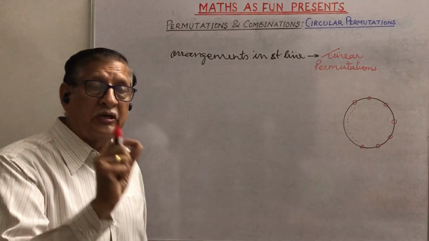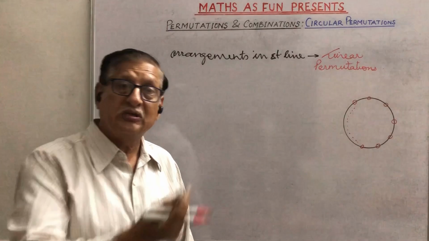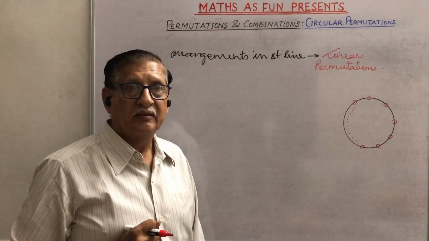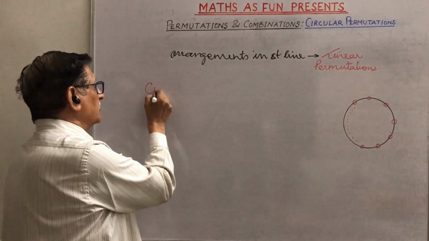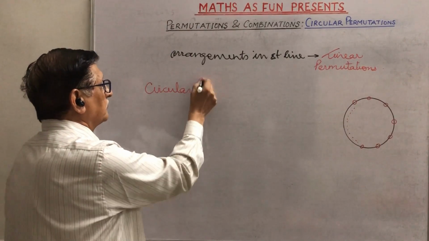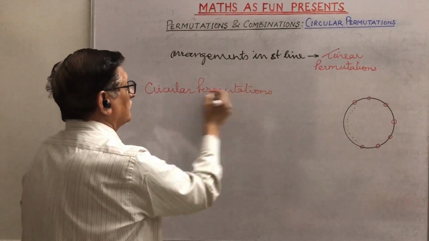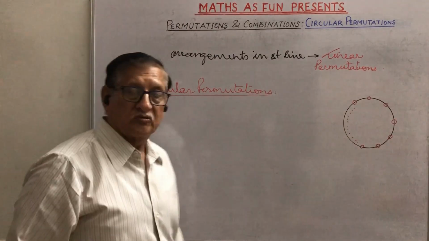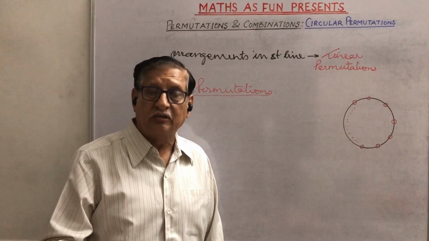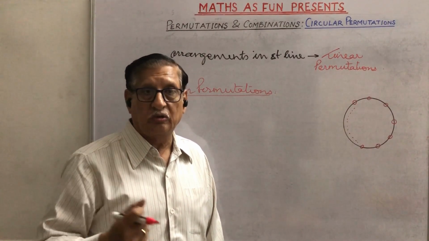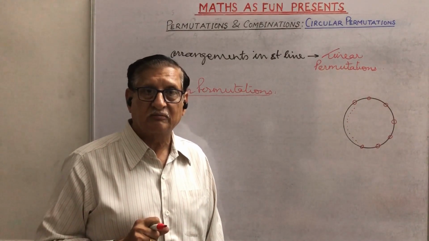Now suppose we want to arrange those objects in a circular way, or in circular order, then that is known as circular permutations. So as we have discussed just now, any arrangement of objects in circular order is known as circular permutations.